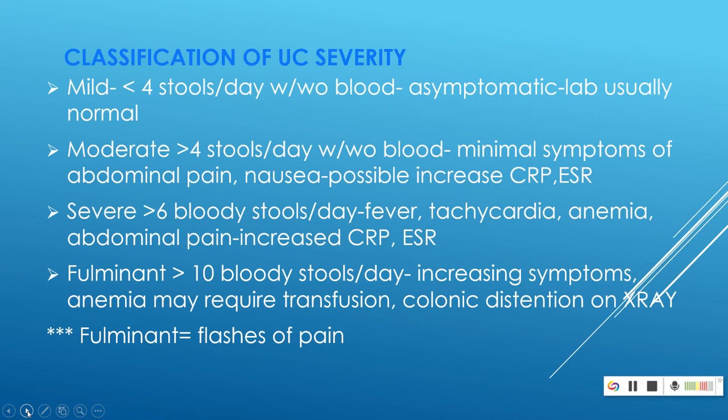Fulminant classification. Fulminant means flashes of pain. So fulminant is greater than 10 bloody stools a day. You're having increasing symptoms, and you've lost so much blood at this point, your blood count may be so low that you actually require transfusion. And they have colonic distension on the x-ray. So it's going to show they've got such inflammation and swelling going on that it is actually going to show up on the x-ray.